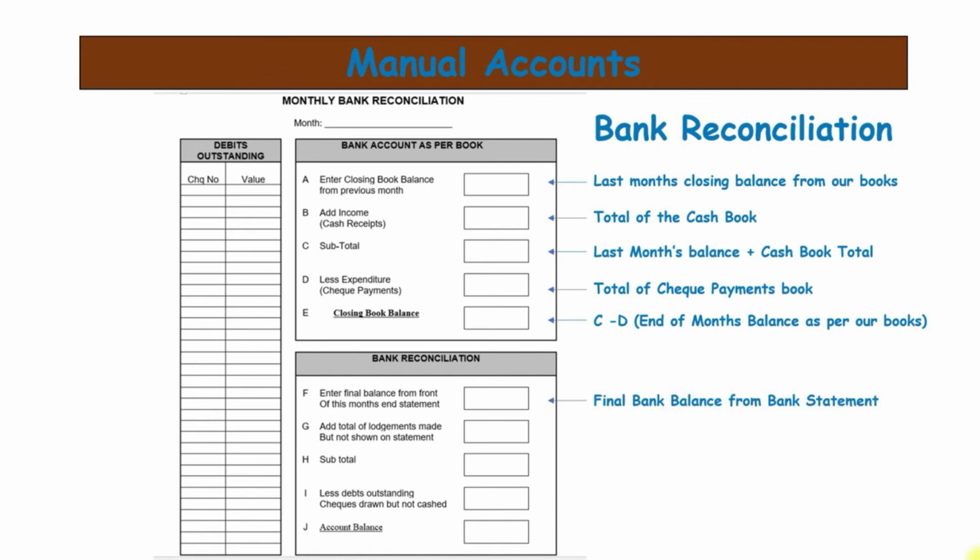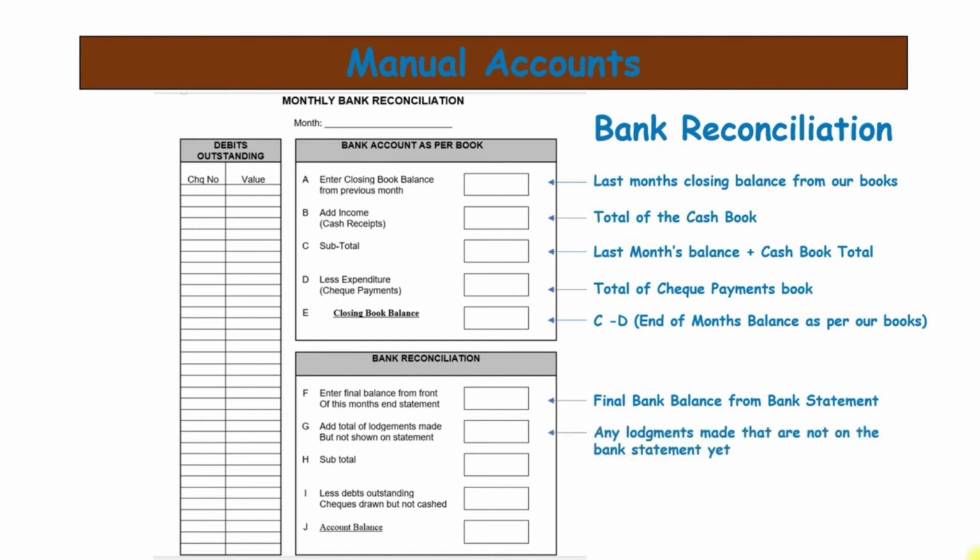In box F, we enter the final balance from the end of the bank statement. Ideally, this closing balance from the bank should equal our closing balance from our own accounts as shown in box E above. If this is not the case, we must find the reason why.